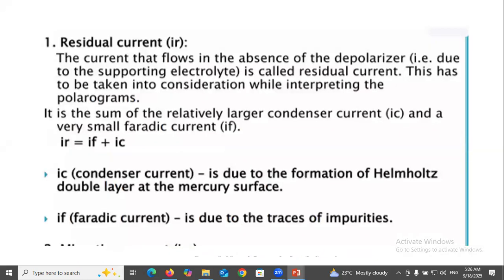Residual current: the current that flows in the absence of the depolarizer, due to the supporting electrolyte, is called residual current. This has to be taken into consideration while interpreting the polarograms.